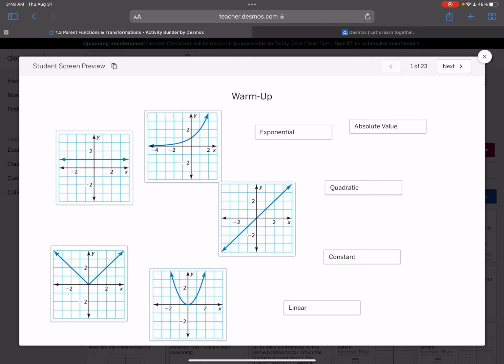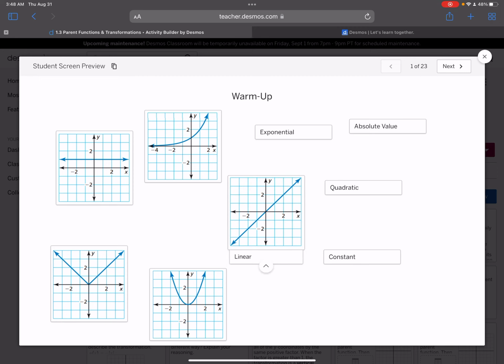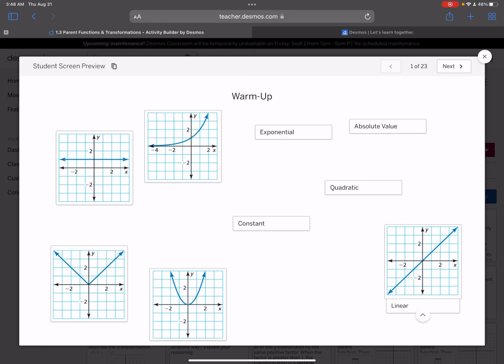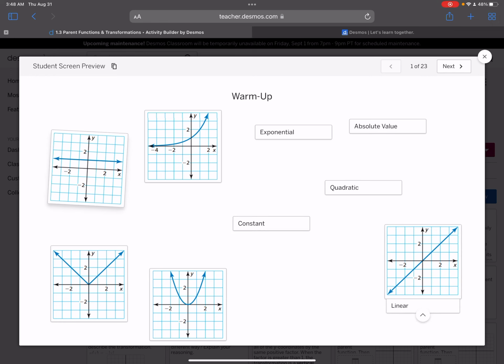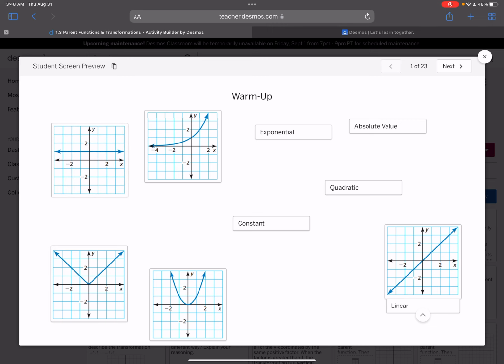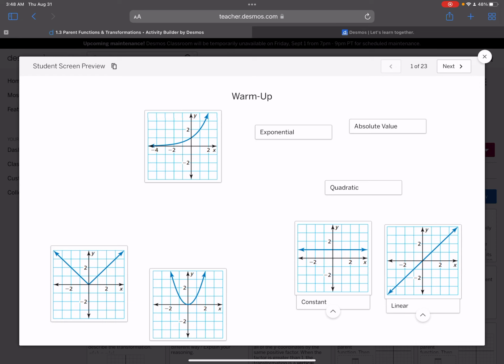So when we're trying to name our function families, this one is going to be the easiest one for me because it's the one I've seen the most. I know that that's linear. Okay, I'm going to move this over here now. Okay, now this one might have confused you. You might have thought linear, which it is linear. It's a line. However, we're going to call this a constant function because it's just a constant. There's only y equals 1 for that.